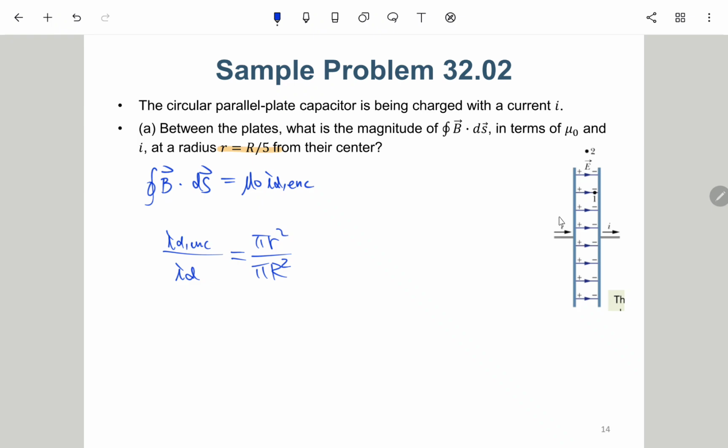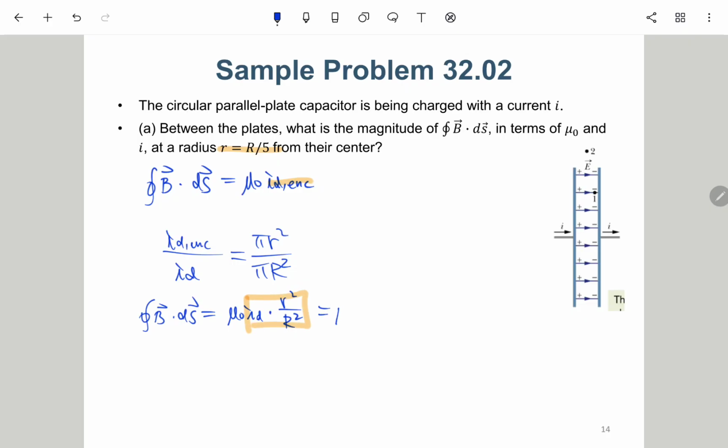We assume an amperian loop with a radius of small r, so that I_D enclosed only encloses this smaller circle. In that case, the integral of B dot ds is mu 0 I_D enclosed, which is mu 0 I_D times r squared over capital R squared. So we move I_D to the right side and cancel pi and pi, and it turns out to this.